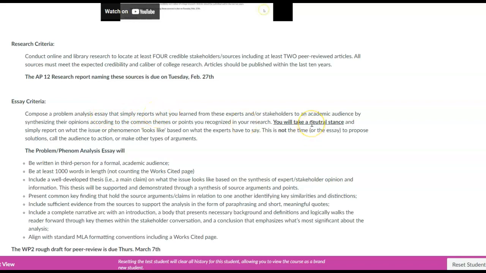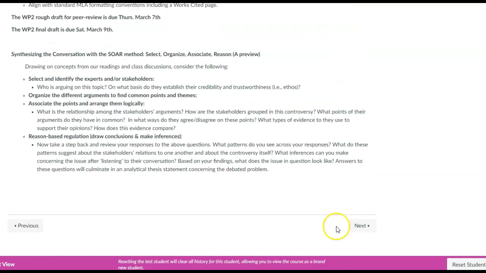We will take a neutral stance. That means we will write this in 3rd person, because if we wrote it in 1st person, that would undermine our sense of objectivity. We are simply going to tell our audience what these people have to say and what the problem looks like based on what they have to say. If you look at what I have next in the module, I have 2 student examples that have done that, I think will be really helpful.